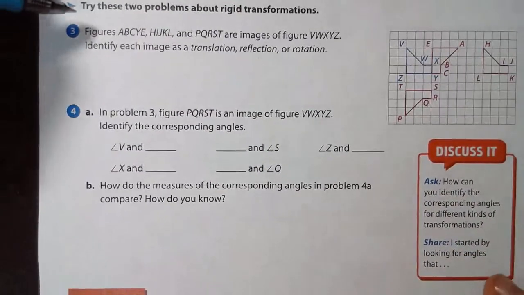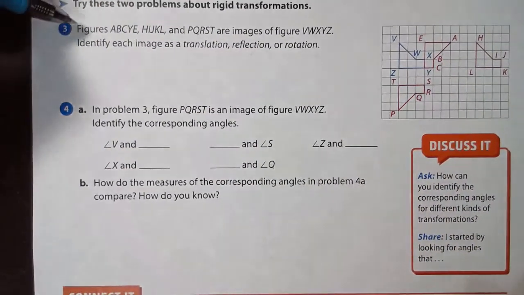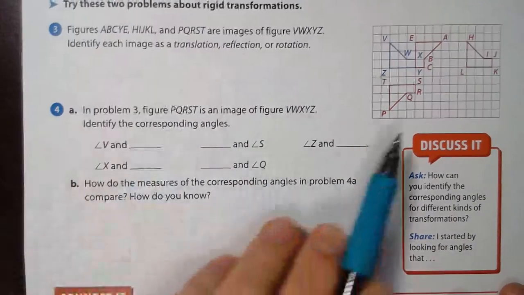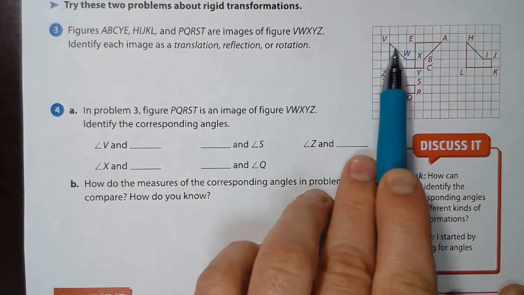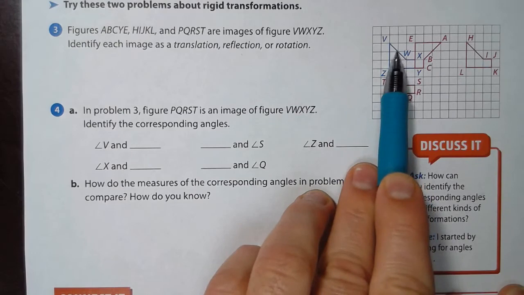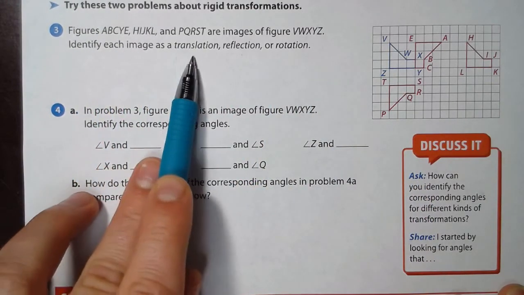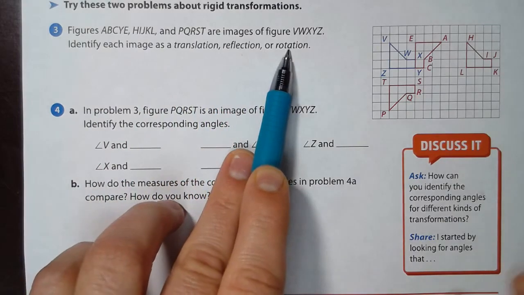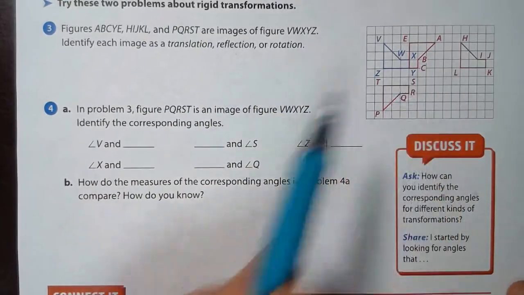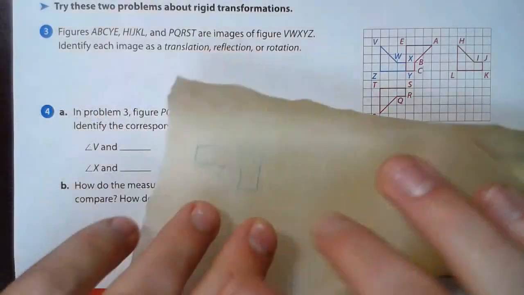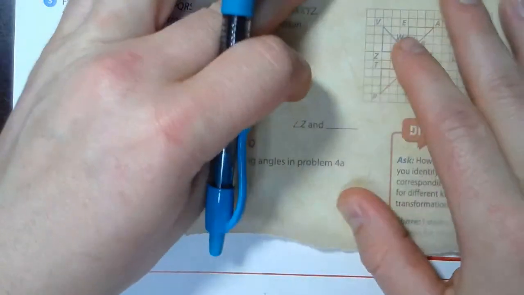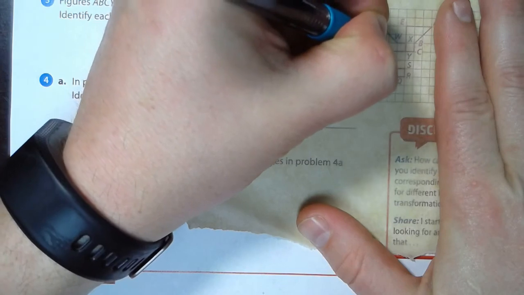Let's continue. Try these two problems. Okay, so these figures over here all started with this blue shape. They all started with this blue shape. We need to identify each image as a translation, reflection, or rotation. Now, I bet some of you can look and see. For the rest of us, we might want to grab our piece of parchment paper and make this blue image.